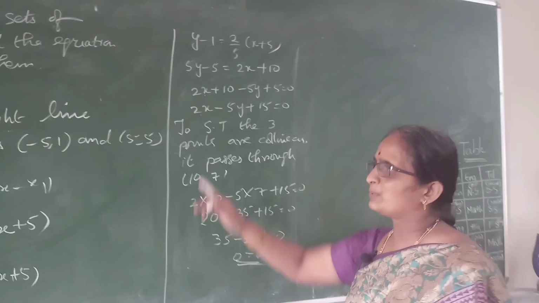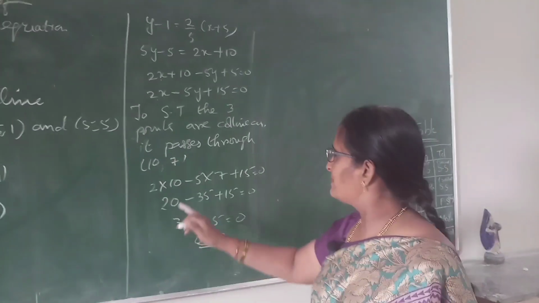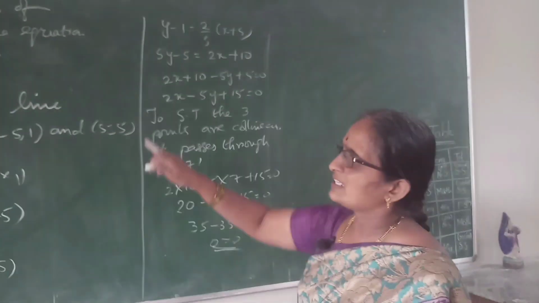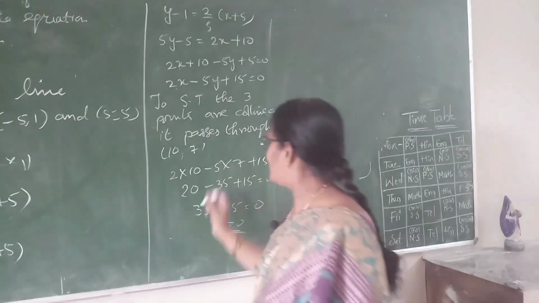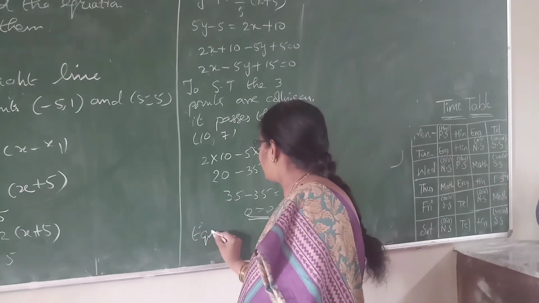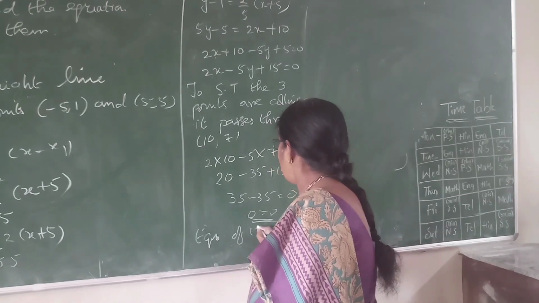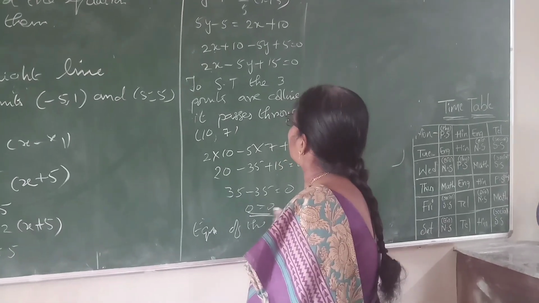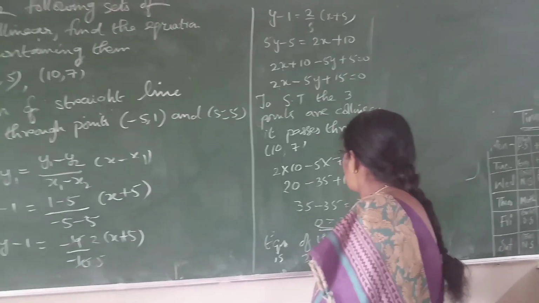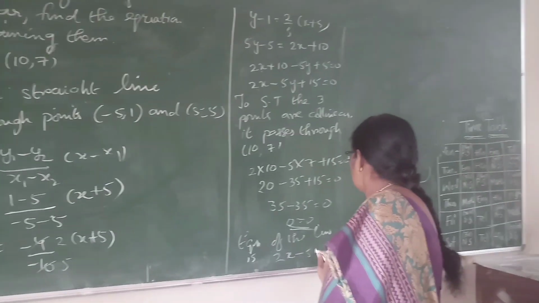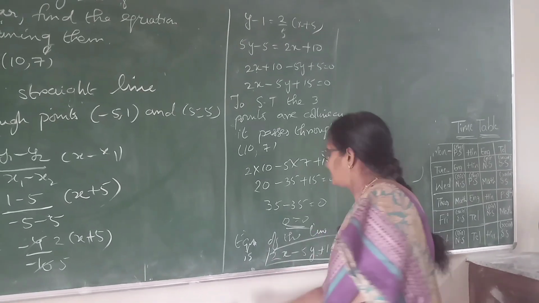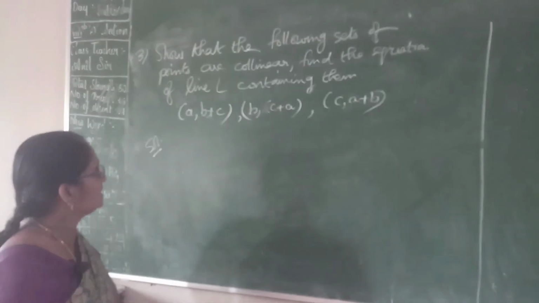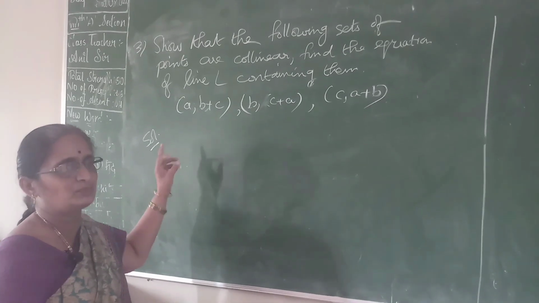That means all the 3 points are lying on the same straight line. Here we proved that the set of these 3 points are collinear. And what is the equation of the line? The equation of the line is 2x minus 5y plus 15 equal to 0. Okay, children? In this only I am going to explain another model.